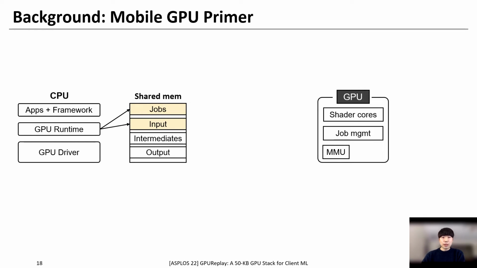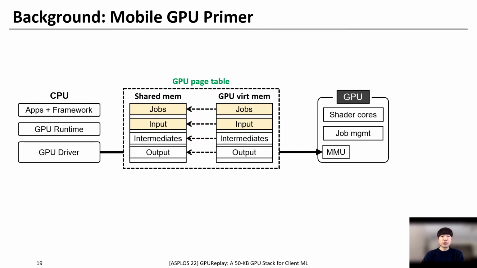Then the GPU runtime compiles the given GPU code to the job binary and puts it into the shared memory. The runtime also copies the given input data from the application to the shared memory. In the meantime, the GPU driver constructs a page table for the GPU, since the GPU works with its own GPU virtual memory. When the mapping is done, the driver populates the page table to the GPU MMU.